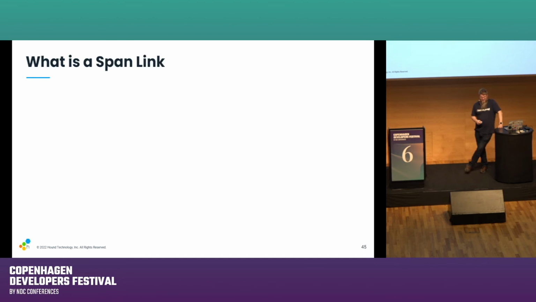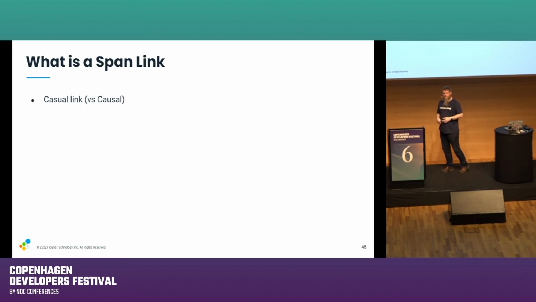Span link. Now we're getting really into it. Everything that we've talked about so far is based on parentage. When you create a new span, its parent span ID was the span that was active when I did it. Sometimes that isn't the right way to model your observability.